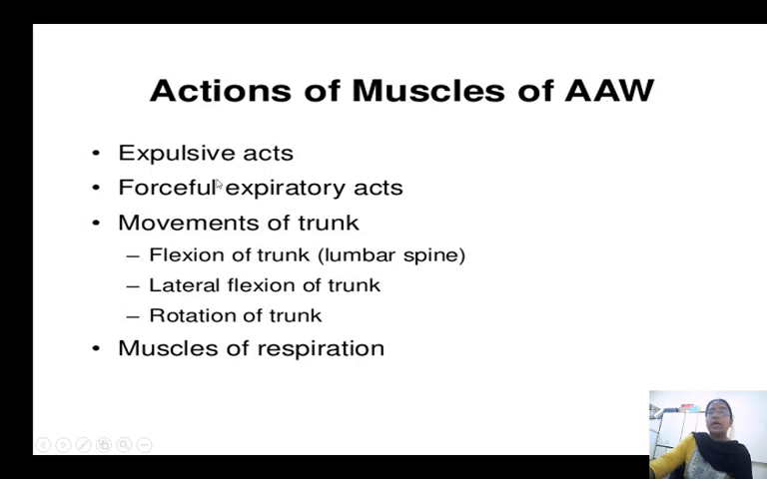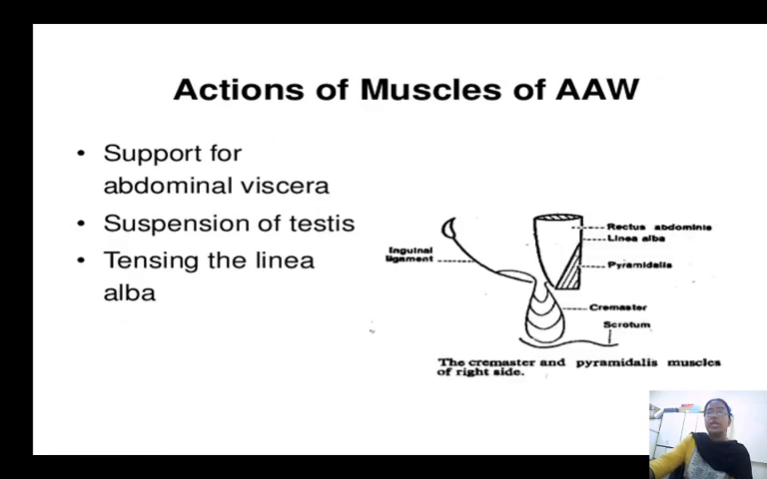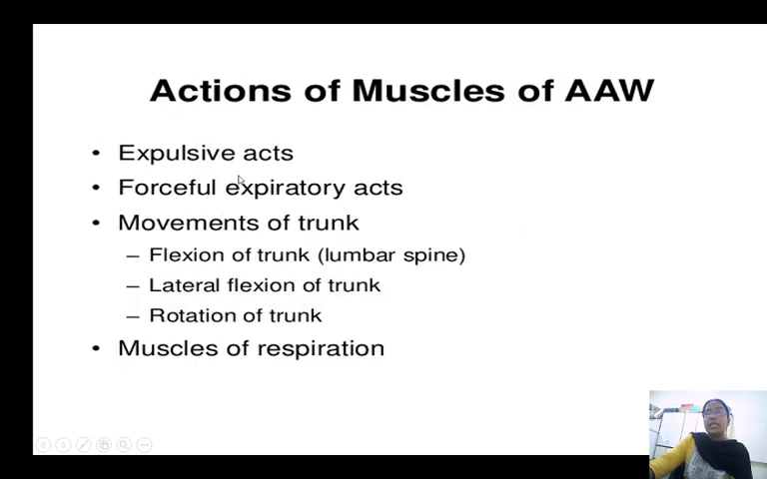In the viscera, the most important action of the external oblique, internal oblique and transverse abdominis is that they retain the viscera in their position, that is, they support the abdominal viscera. They are also helpful in expulsive acts like vomiting, micturition, and defecation. In all these expulsive acts, the anterior abdominal muscles are helpful.